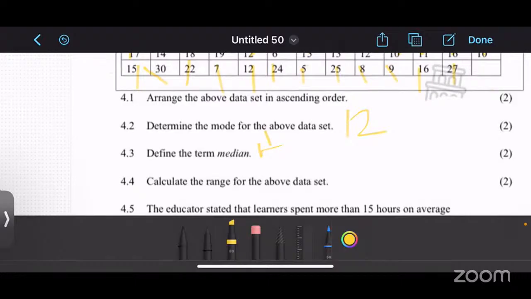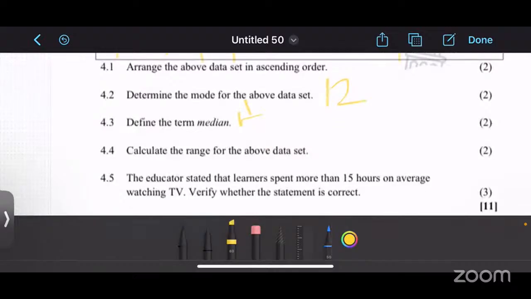What's going to be your new median? Won't it be 14.5? Perfect. So basically that's what you're going to do. You add the two middle values and divide them by two to get your new median.